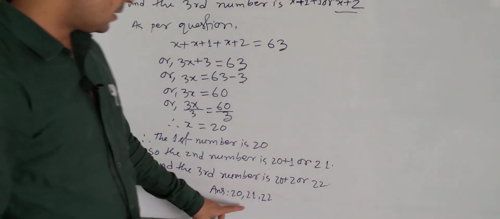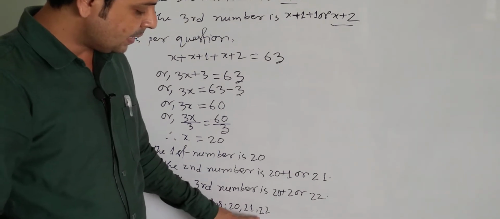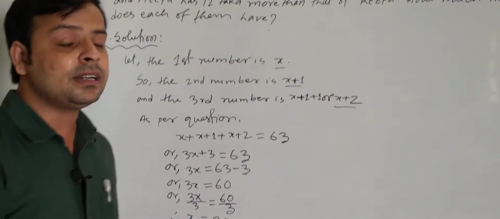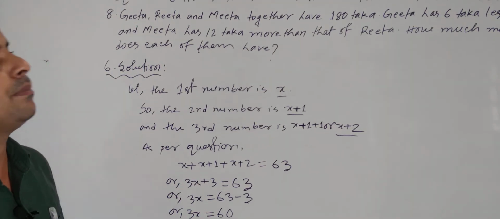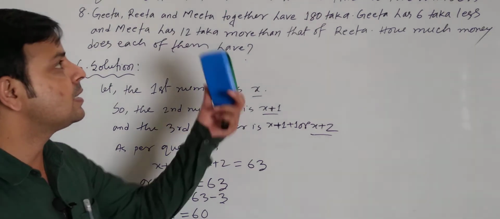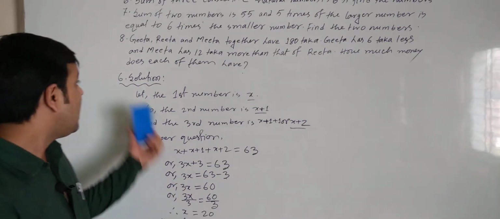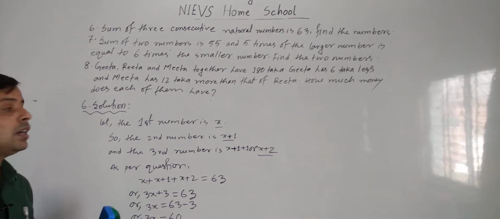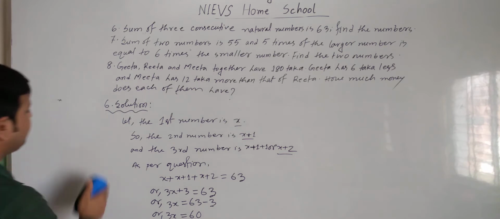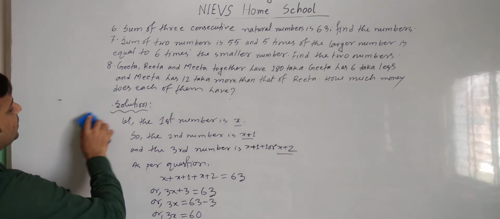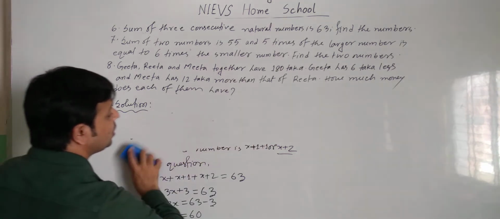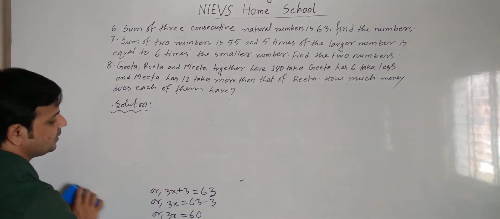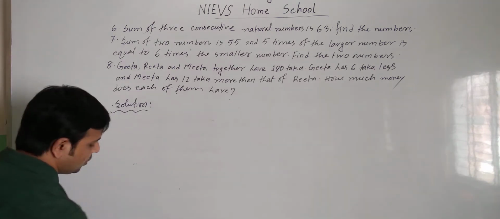These three numbers, 20, 21 and 22, are consecutive natural numbers and their sum is 63. Okay dear students, I have done question 6. Now I will solve question 7. I hope you have understood the solution of question 6. Now I will solve question 7.